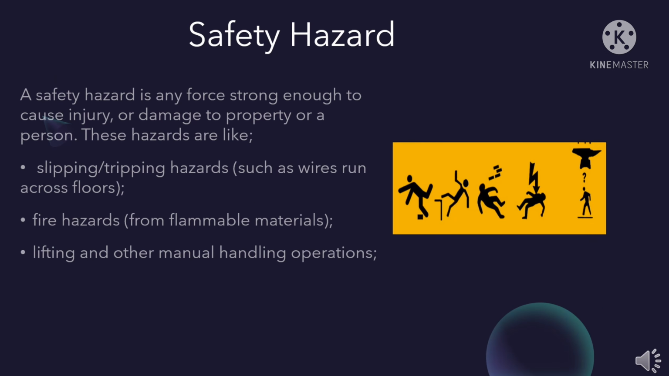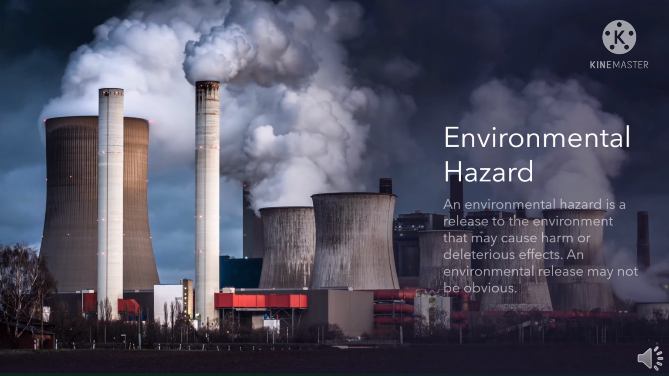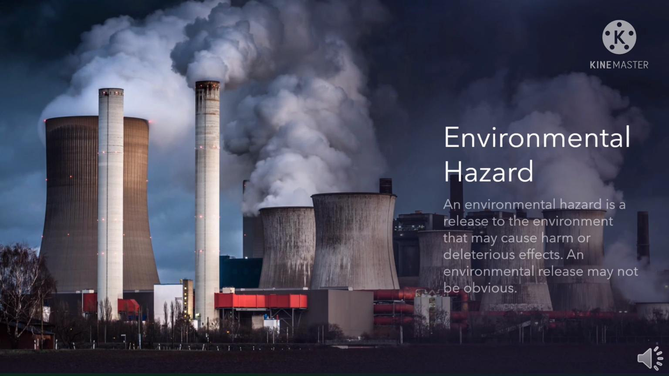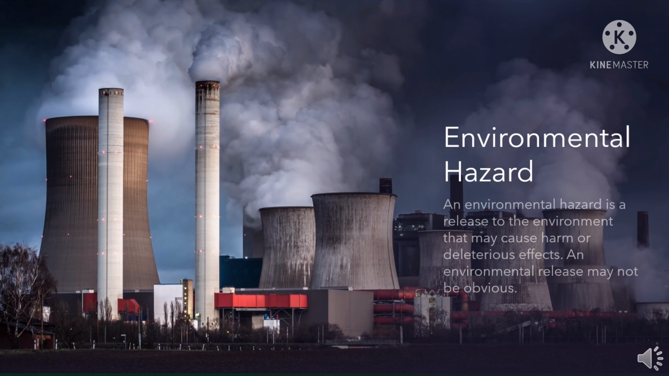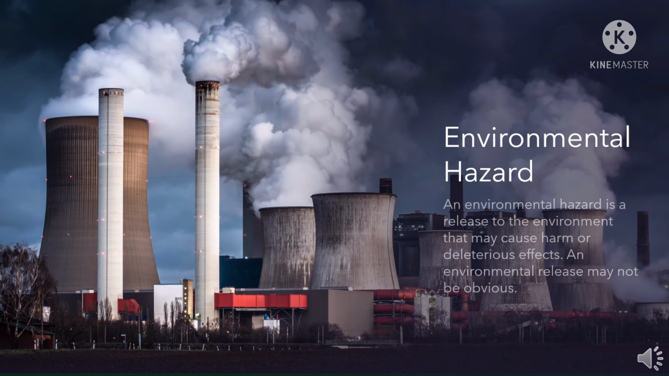A safety hazard is any force strong enough to cause injury or damage to a property or a person. These hazards are like slipping or tripping on wet floors, fire hazards from flammable materials like stoves in the kitchens of so many restaurants, and lifting and other manual handling operations. An environmental hazard is a release to the environment that may cause harm or deleterious effect. An environmental release might not be obvious.